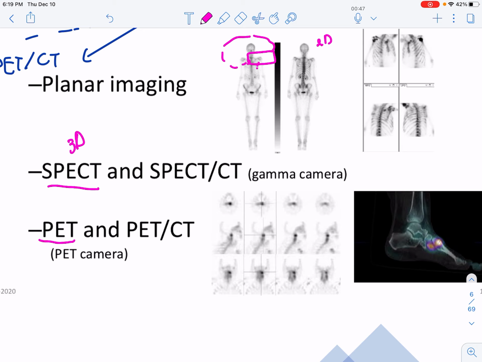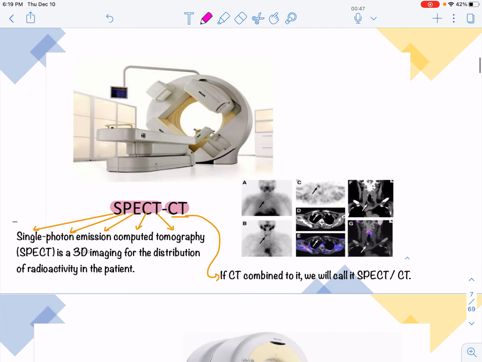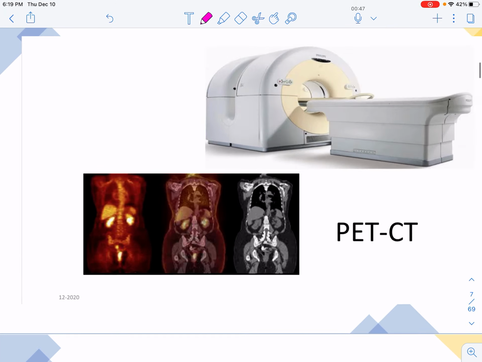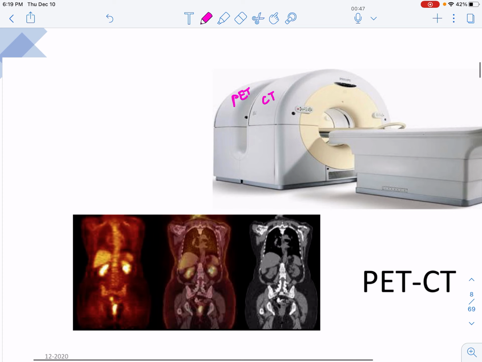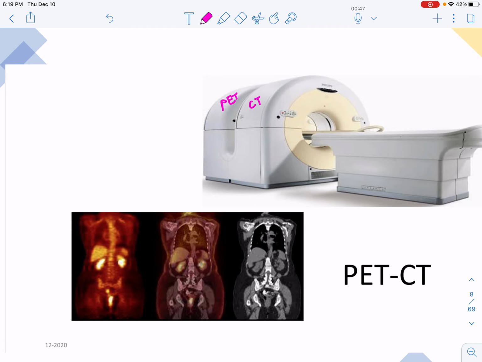يعني ايه طب PET and PET CT؟ We have, I think, a picture for that here, so I'll go to it. So if you can see, this is the PET and this is the CT. هذه الماشين حقت البات CT، هنا البات وهنا CT.